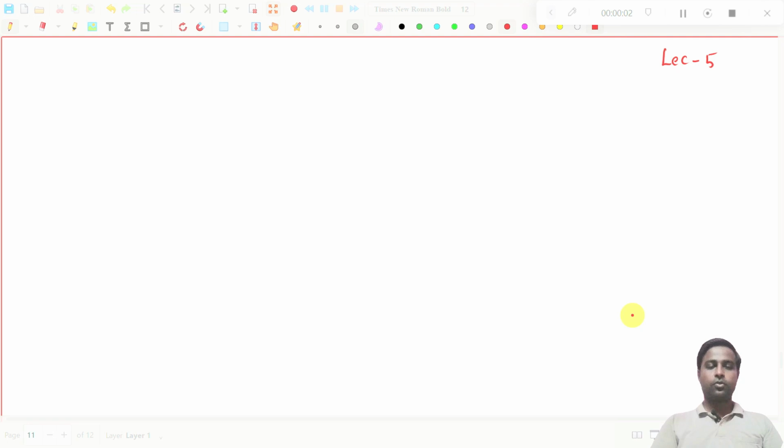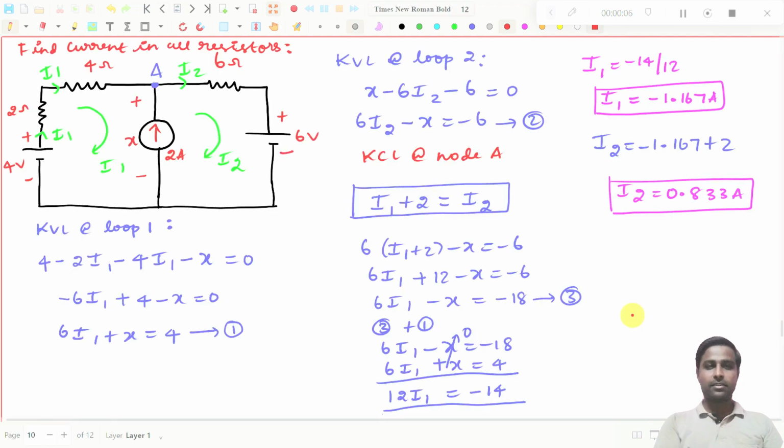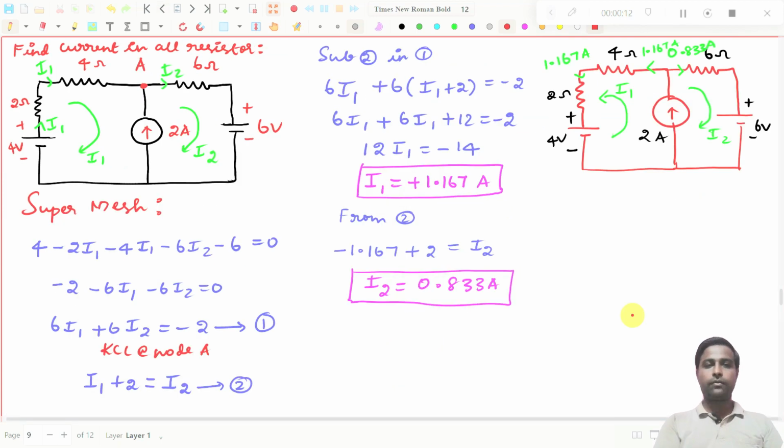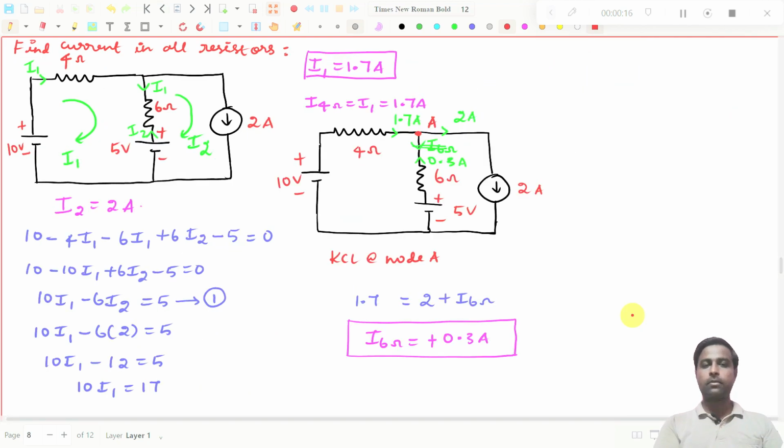Welcome to Sundar's lecture. In the last lecture, we saw the supermesh problem, and also how to solve the problem if we are given a current source. We approached the problem with KVL basics, and we also applied KCL. So we have seen this.